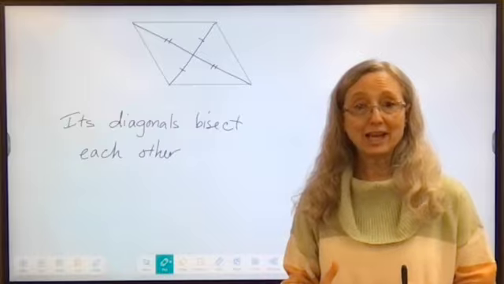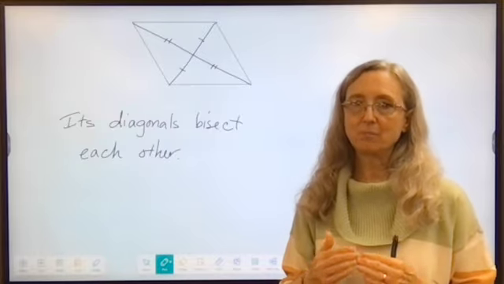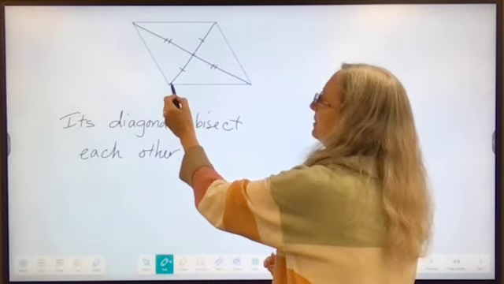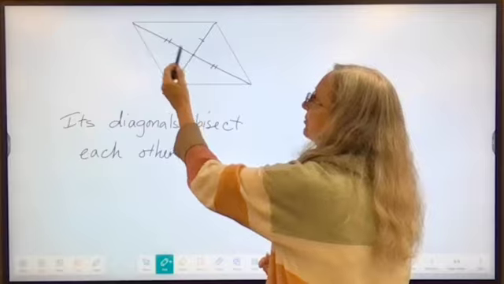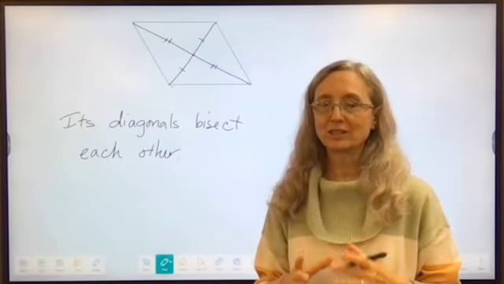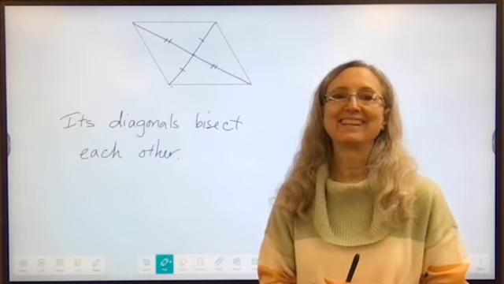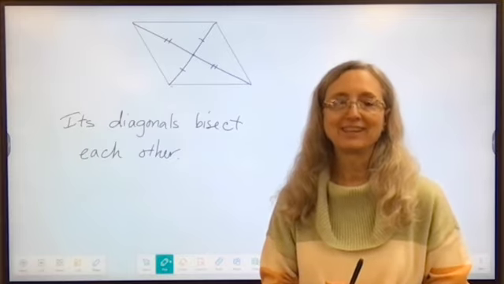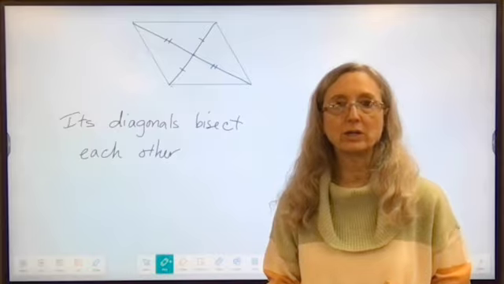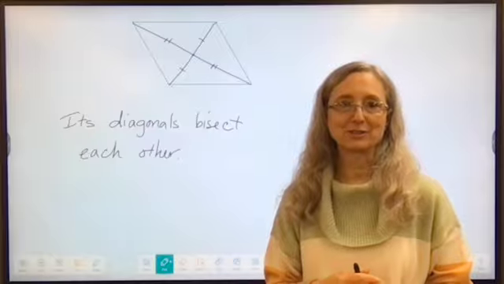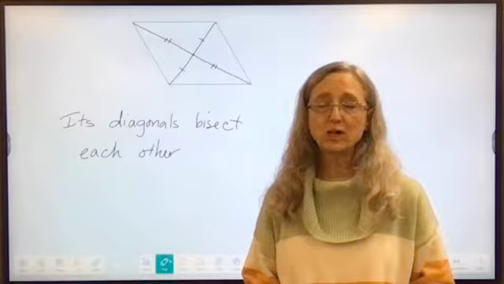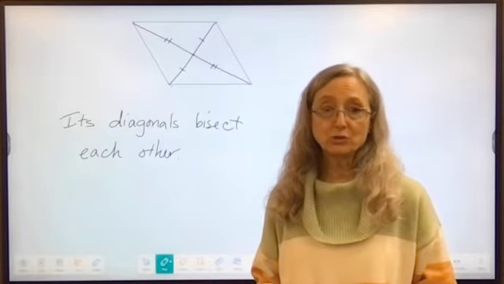If I have a quadrilateral and its diagonals bisect each other, so this point right here is the midpoint between these two angles, and it's also the midpoint between these two angles. Both diagonals are completely bisected by each other, then by definition, that figure would have to be a parallelogram. So that's one way to show it, just by looking at the diagonals. So those are the different ways to know if a quadrilateral is a parallelogram. Make sure those are in your notes.